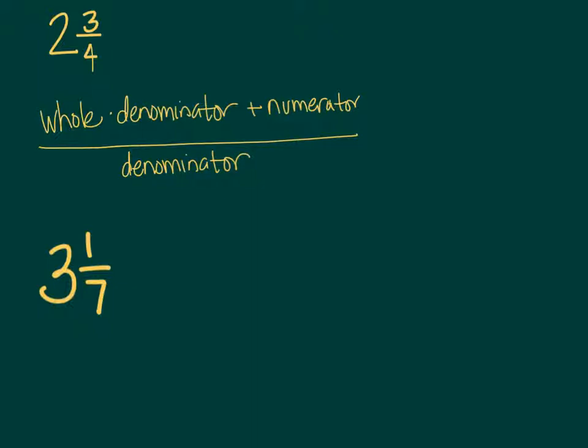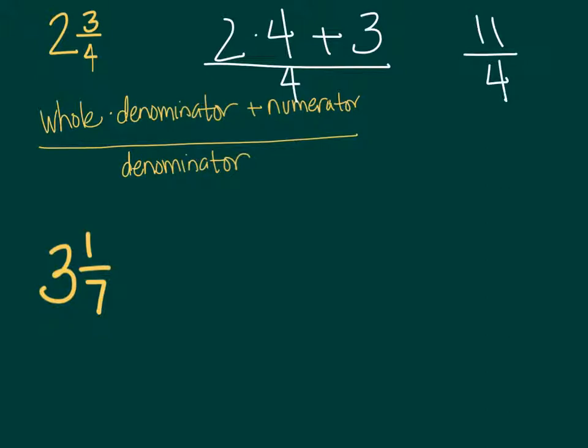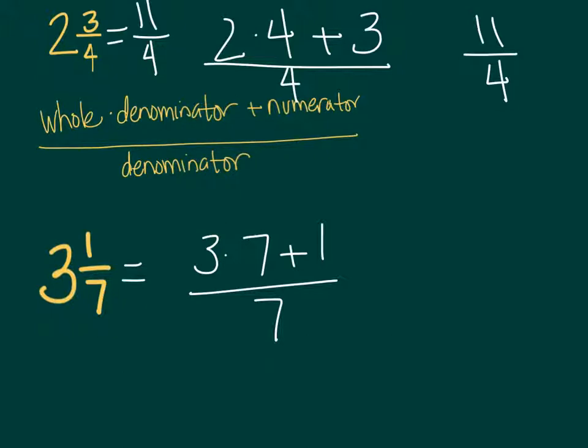So if you take a look here at the first example, I have 2 and 3/4. That becomes 2 times 4 plus 3 all over the denominator of 4. And so now I say, well, 2 times 4 is 8, plus 3 more is 11 over my denominator of 4. So 2 and 3/4 as an improper fraction is 11/4. For 3 and 1/7, I'm going to do 3 times 7 plus 1 all over 7. 3 times 7 is 21, plus 1 more is 22 over 7.